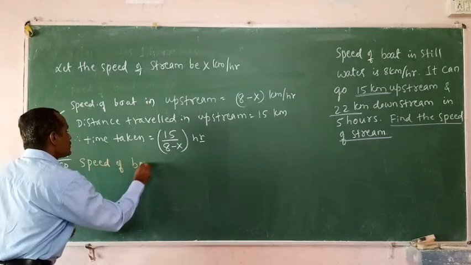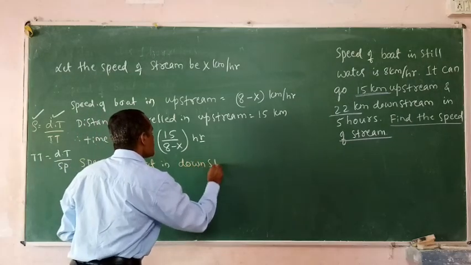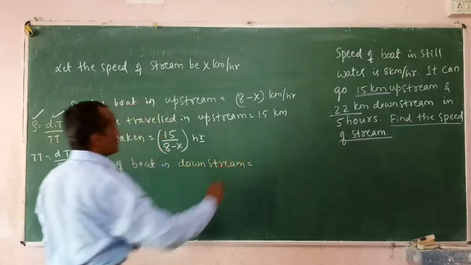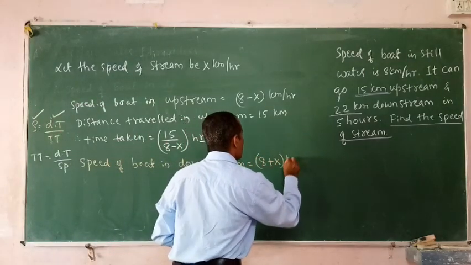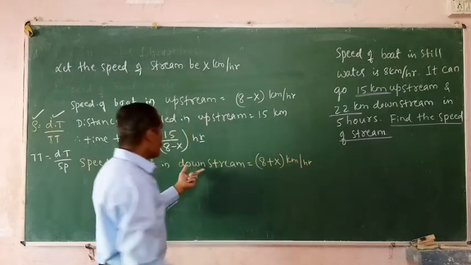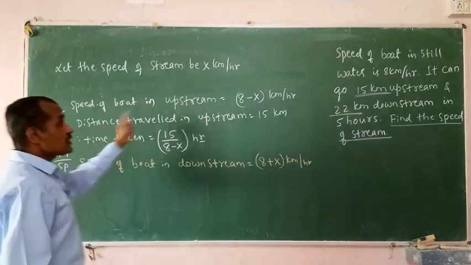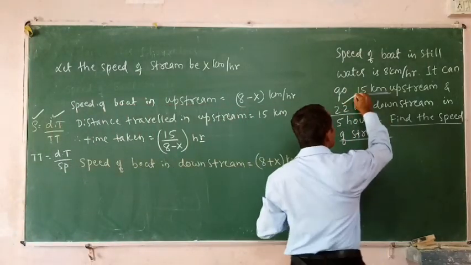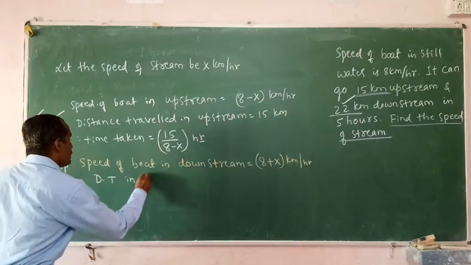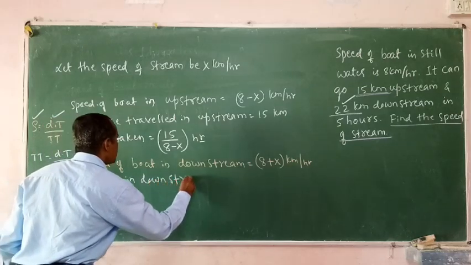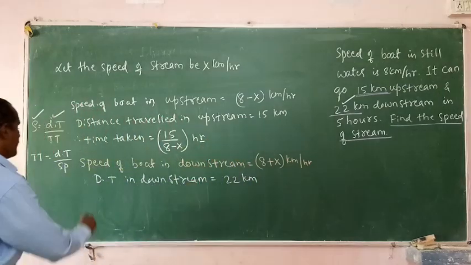Speed of the boat in downstream is 8 plus x kilometer per hour. Downstream means both are in the same direction, so it has to be added. Now, distance traveled is different for the downstream. For the downstream, it is 22 kilometers. I will write distance traveled in downstream is equal to 22 kilometers.